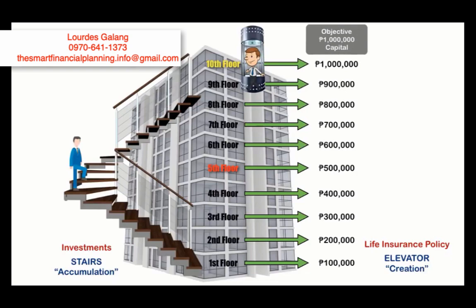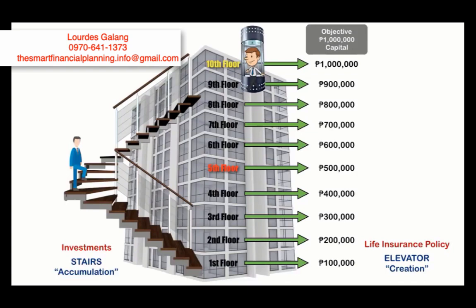Kahit na sa 5th floor, na-heart attack ka na, hindi ka na humihinga, you died prematurely, but then, because this one represents the life insurance policies which guarantees you na whatever happens to you, you would have your objective capital of 1 million. Then, definitely, you get the 1 million. Nakaakyat ka pa rin ng 10th floor kahit na nagkaroon ka ng heart attack.